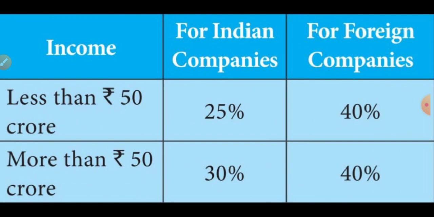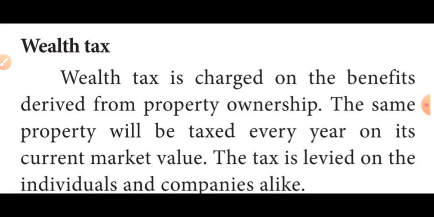Okay, then the next one is the wealth tax. The third one is the wealth tax. It is charged on the benefits derived from property ownership. Listen very carefully, students. Those who have properties, those property owners have to pay the tax, and that is called wealth tax. Can you understand, students? That same property will be taxed every year on the current market value. Through the market value they collect the wealth tax.